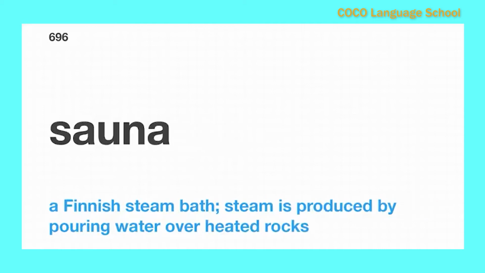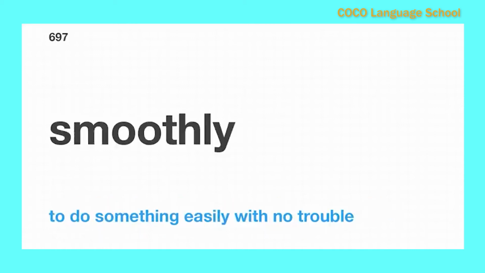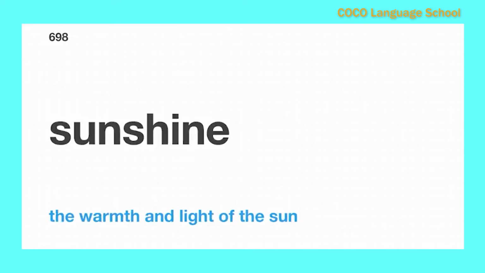A Finnish steam bath. Steam is produced by pouring water over heated rocks. Sauna. To do something easily with no trouble. Smoothly. The warmth and light of the sun. Sunshine.